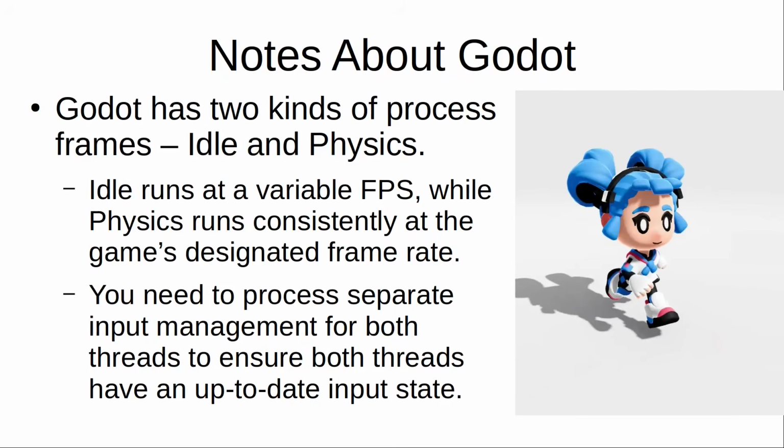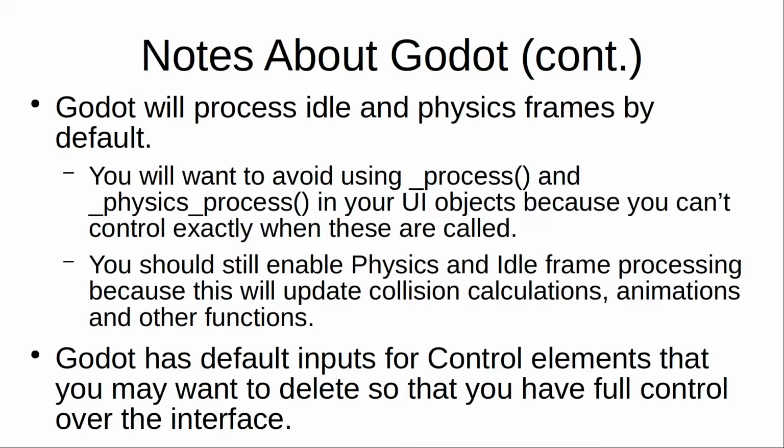Notes about Godot. Godot has two kinds of process frames, idle and physics. Idle runs at a variable FPS, while physics runs consistently at the game's designated frame rate. You need to process separate input management for both threads to ensure both threads have an up-to-date input state. So basically, you'll need to update the state for both physics and idle every frame. So you're actually processing input twice a frame.